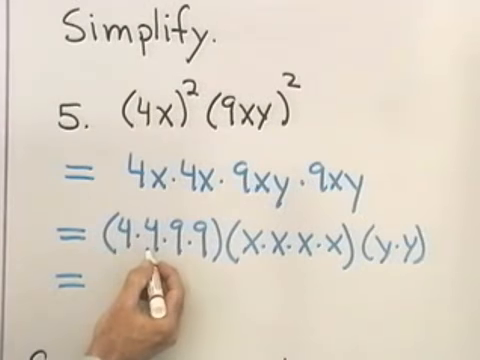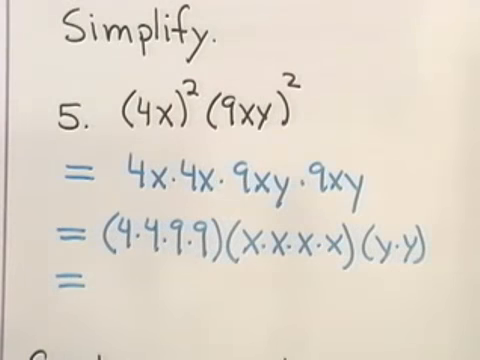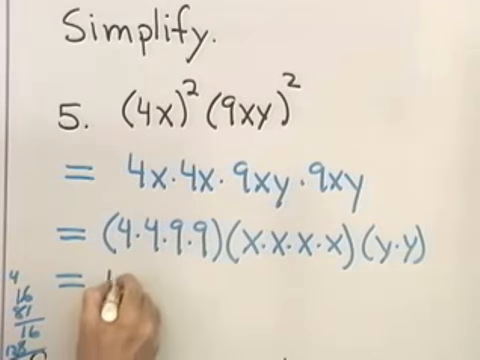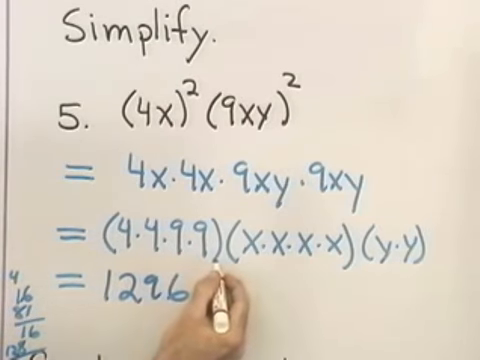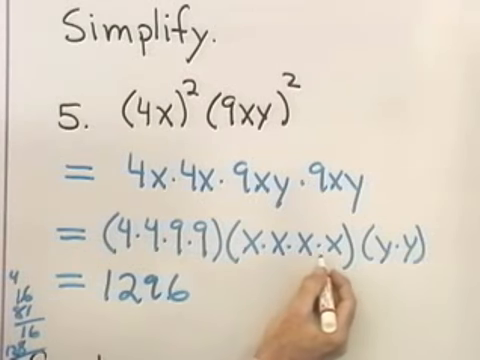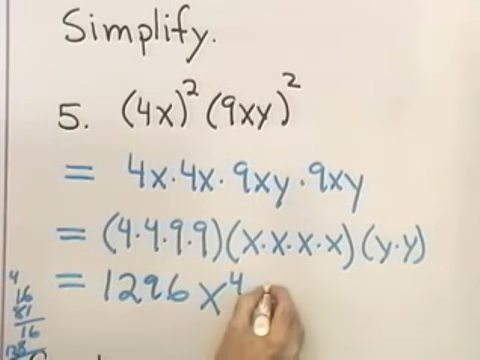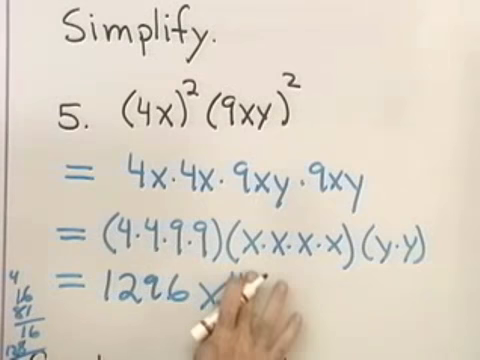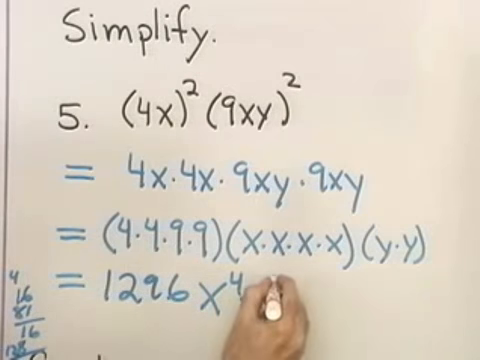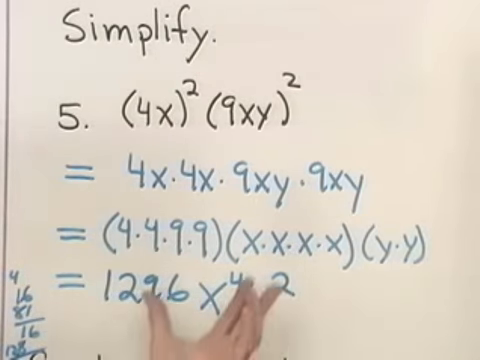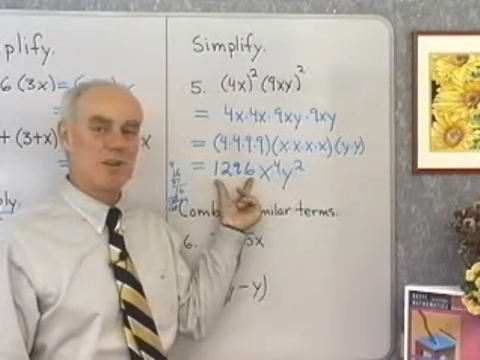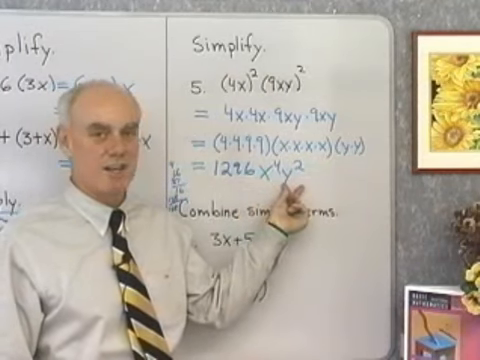4 times 4 is 16 times 9 times 9. So if I do that multiplication, I'll end up with 16 times 81. I'll have to do this real quick. 1296. When I multiply all this out, x times x times x times x is x to the fourth, and y times y is going to be y to the second. So when I simplify this expression, I end up with 1296 x to the fourth y to the second power.